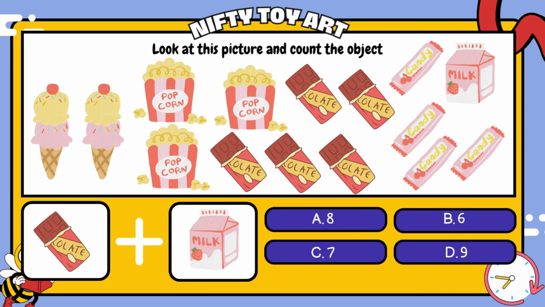I want to take all the chocolate plus the milk. So what is the total number of foods? That's right, 6.